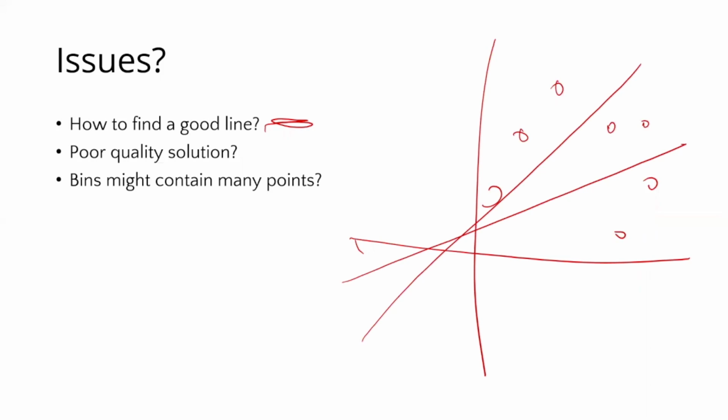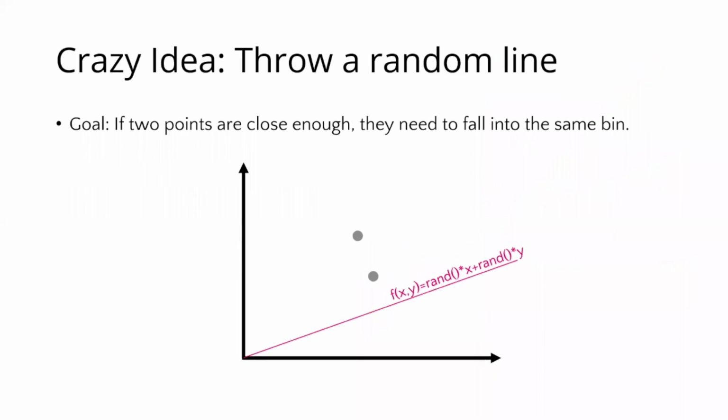But then, how to determine this line? In order to define a line, you need to essentially know the slope and the intercept of the line, and how to find an optimal line that partitions the space is a question that you must answer. And the crazy idea regarding this is, okay, I don't know, I'll just throw a random line. Okay. So it sounds really crazy, right?